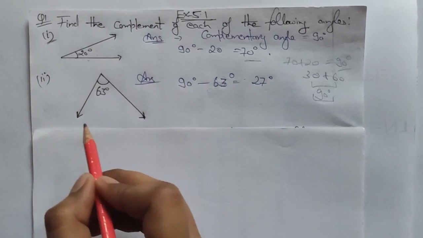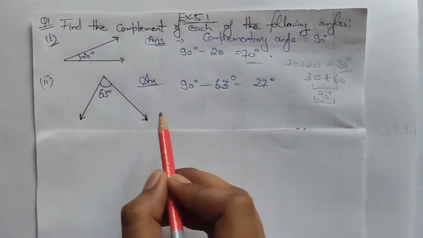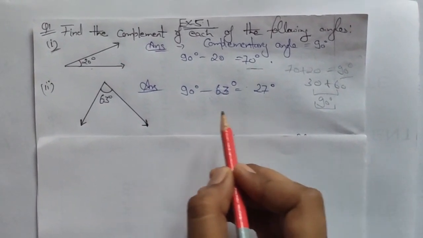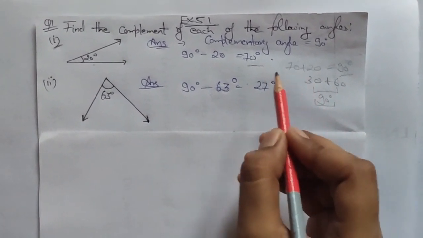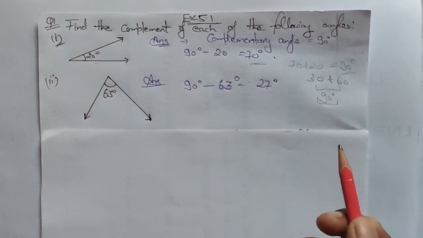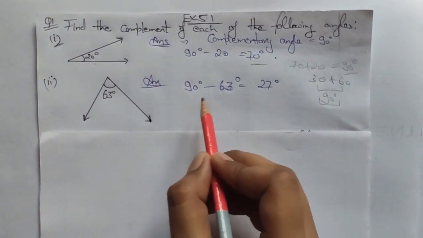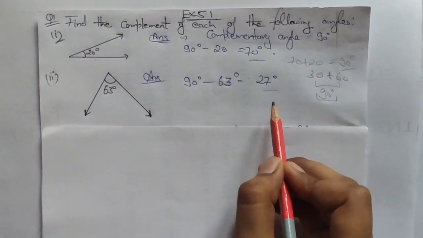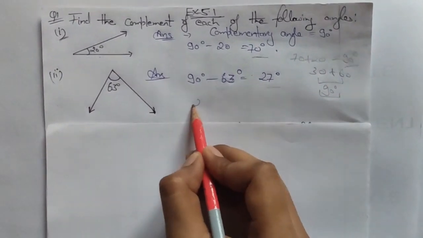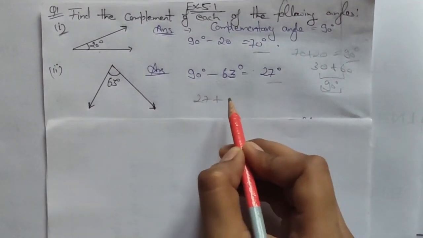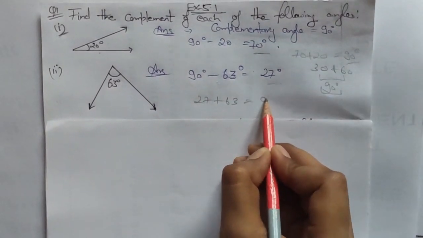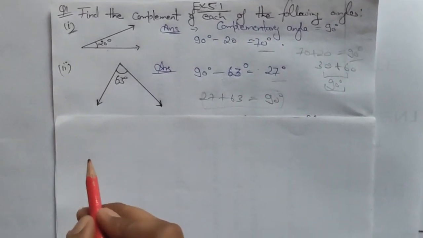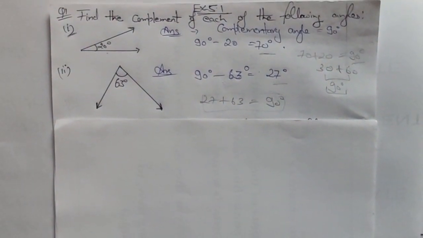So the second part of this question. Here we have to find the complement of a 63 degree angle. We already know that the sum of complementary angles is 90 degrees. So here we subtract 63 degrees from 90 degrees and we get 27 degrees. For verifying your answer, you have to add 27 with 63, and if you get 90 degrees, this means that your answer is right. Solve the third part of this question by yourself in your notebook, okay?